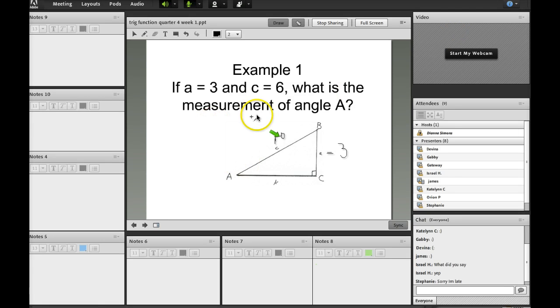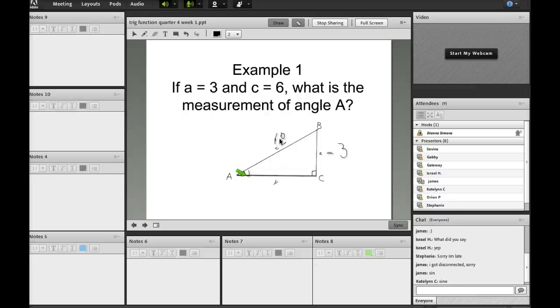All right, so what is the measurement of angle A? So here's angle A. I know that side A is 3 and side C is 6. What would I use to find the measurement of this angle? Which one of our trig functions can I use? It's okay. No worries. James. Anybody? Sine, cosine, or tangent? Which one of those can I use?